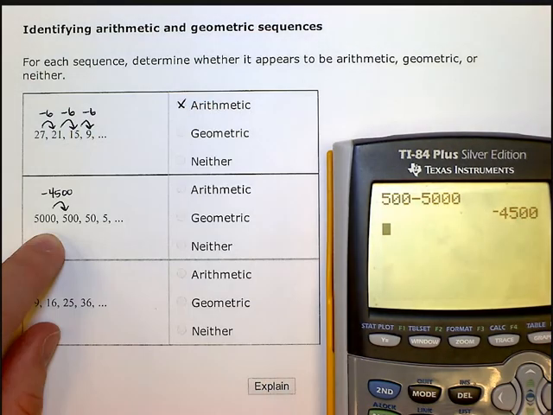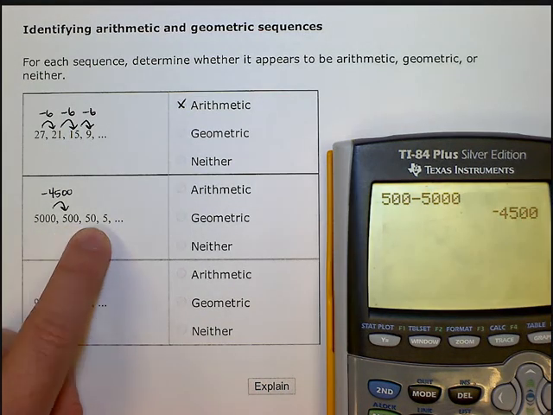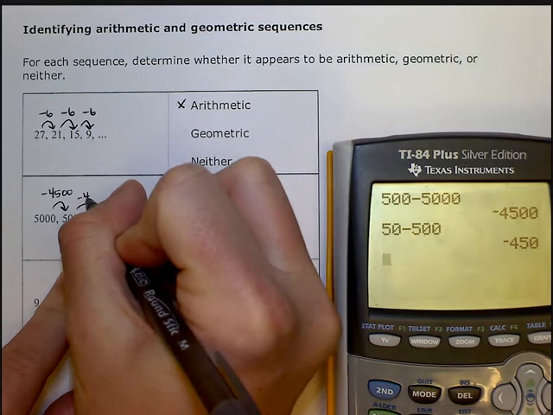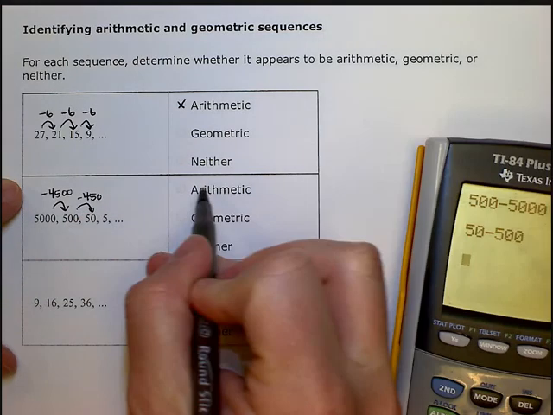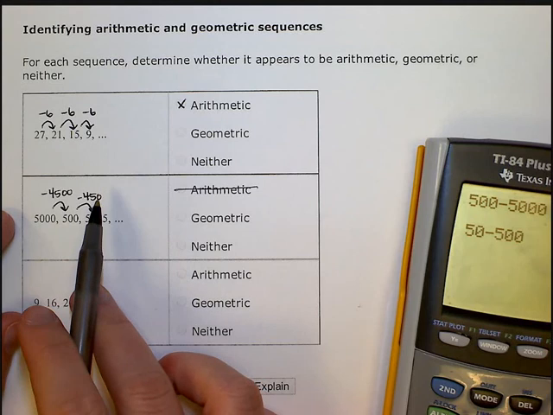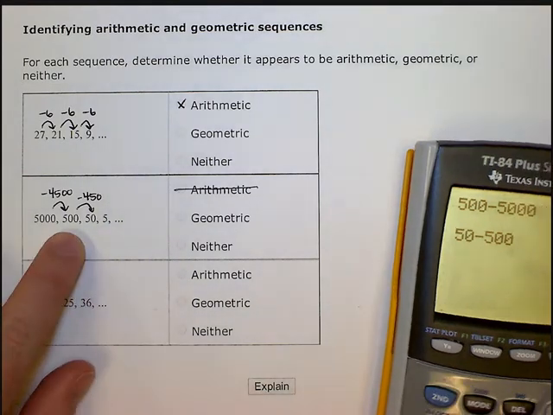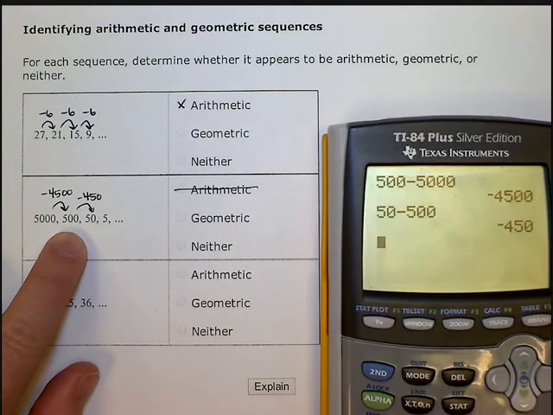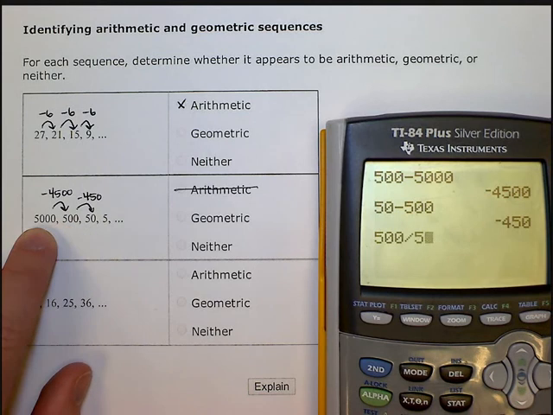Now let's see if that's the same to get from the second term to the third term. So I'm going to do the third term minus the second term. That's only negative 450. So because these differences are not the same, I know it cannot be arithmetic, because the differences between each term is not constant. It's not the same number. So let's check geometric. I want to see if I could multiply by a number to get from this to this. So I'm going to take the second term and divide it by the first term.